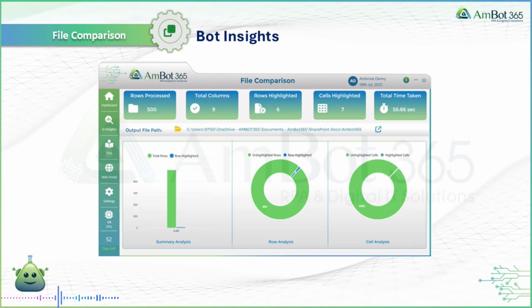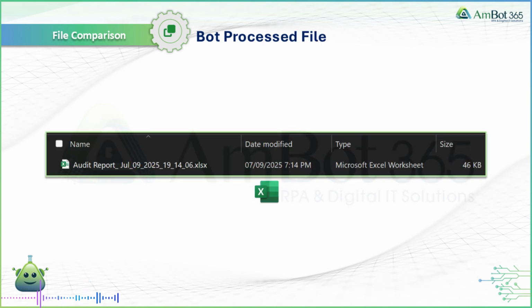The bot highlights the rows where changes were found. It summarizes the number of rows processed, changes identified, and the time taken. Here's the audit comparison output. Each change is clearly marked, making review quick and clear.